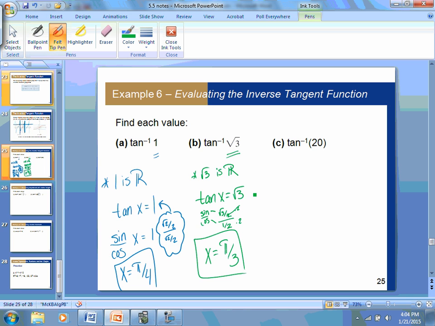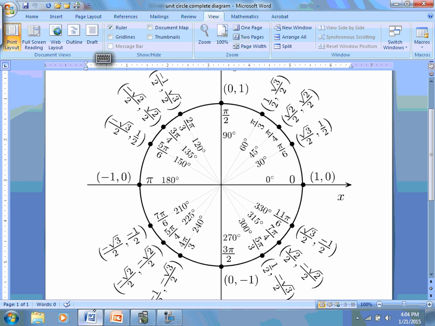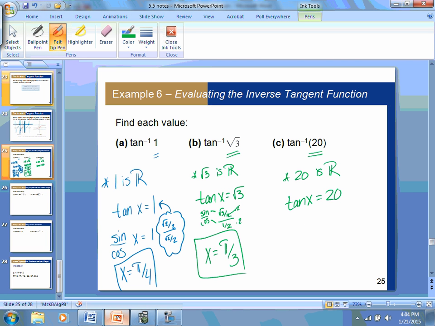Okay, for part C, now this again is a little bit different because 20 is still a real number, so I can evaluate this. But this means that they took the tangent of something and they got 20. 20 is not on my unit circle. It's not a nice even little section somewhere here in my first or fourth quadrant. It's on there, but it's not a section that we have already marked off. So I'm not going to do this on the unit circle. I'm going to use my calculator.